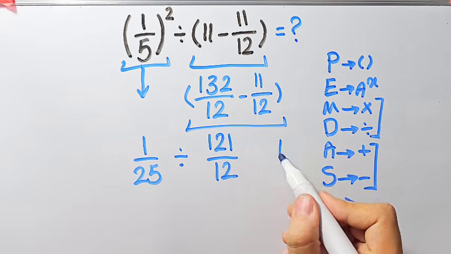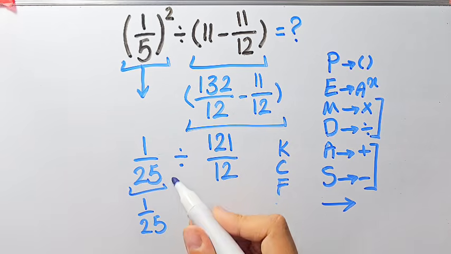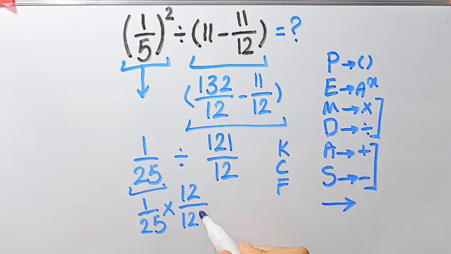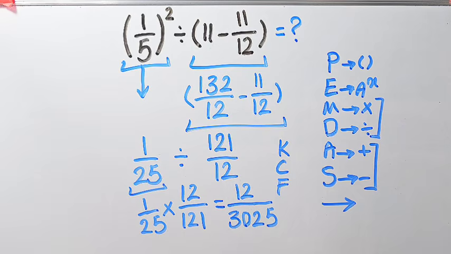To solve this part, we need to follow the KCF rule. In this rule, K stands for keep, C stands for change, and F stands for flip. We keep the first fraction as it is. After that, we change the division sign to the multiplication sign, and after that, we flip the second fraction. Okay guys, now we have 1 over 25 times 12 over 121. 1 times 12 equals 12, and 25 times 121 equals 3025. The final answer of this question equals 12 over 3025.